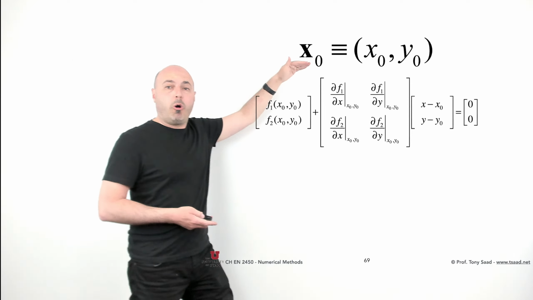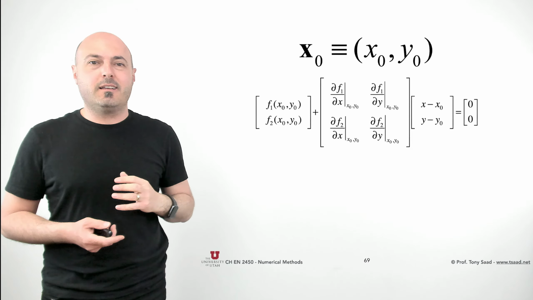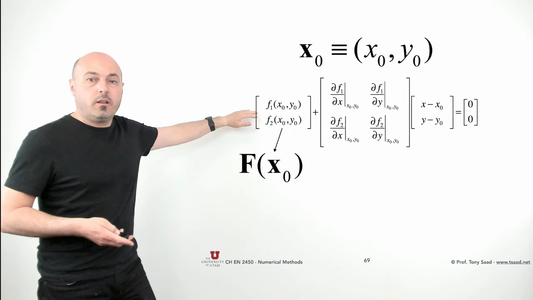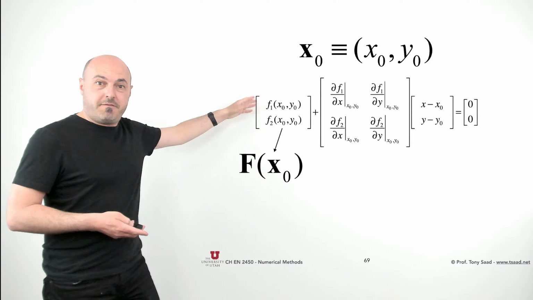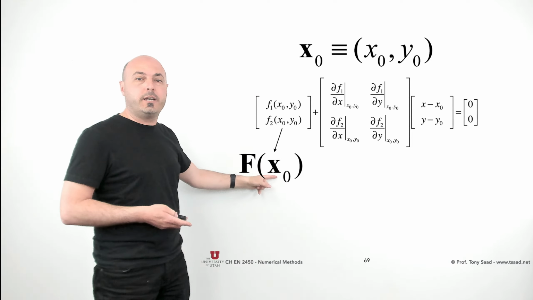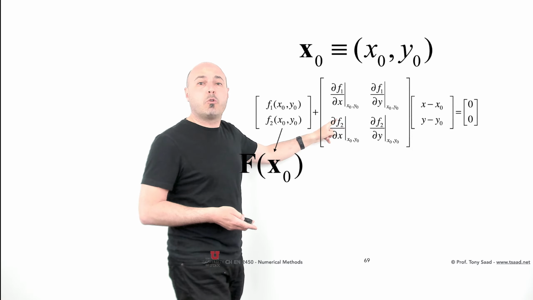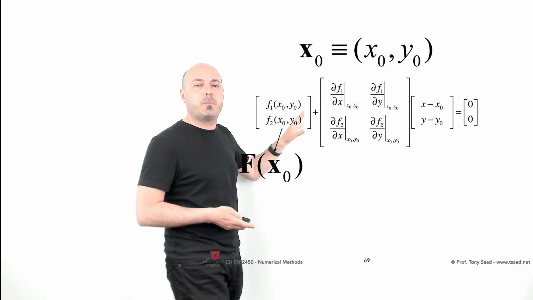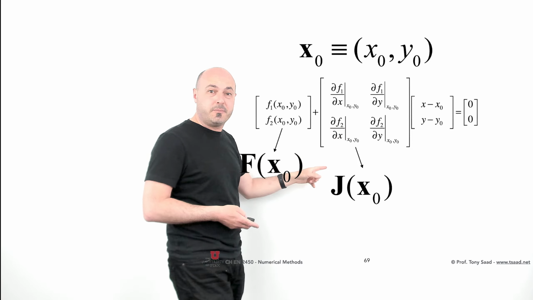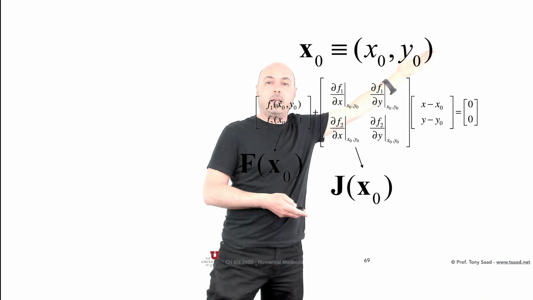Now if we call the point x0, y0 a vector x sub 0, and we also call f1 and f2 a vector f, then this guy can be written as vector f evaluated at x0. Now this matrix is a special matrix that we're going to discuss a little bit later. It's called the Jacobian, a very special matrix that applies to all systems of equations. We're going to call this J, evaluated also at x0. Remember, x0 in this case is a vector of points, x0 and y0.